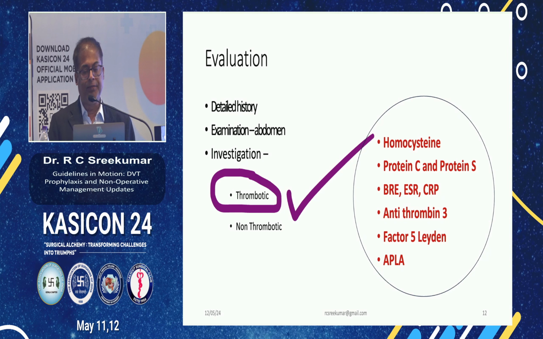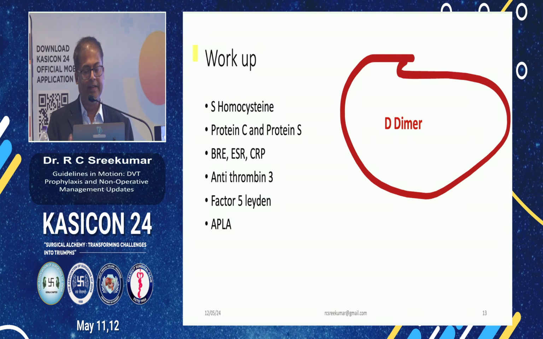To identify thrombotic or non-thrombotic, there is an array of investigations, now 40 or 50 tests available, but these are the common tests: homocysteine, protein C, protein S, antithrombin, factor V Leiden, and APLA, etc. At least these tests should be done in all DVT patients, because this identifies whether the patient is thrombotic or not. If protein C is positive, warfarin is not effective, or if APLA is there, again the DOACs are not effective. And the next test should be a D-dimer.